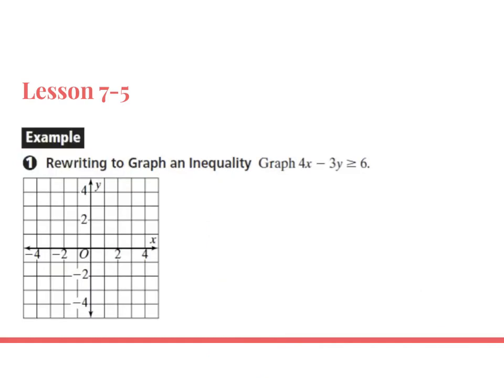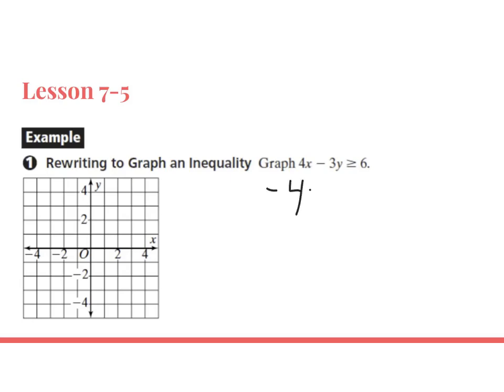So let's look at the example here. In this case, we have 4x minus 3y is greater than or equal to 6. So again, we are looking for values that will make this true, x and y points. So I'm going to rearrange this one into slope-intercept form because I like to graph in slope-intercept form, and I know some of you do as well.